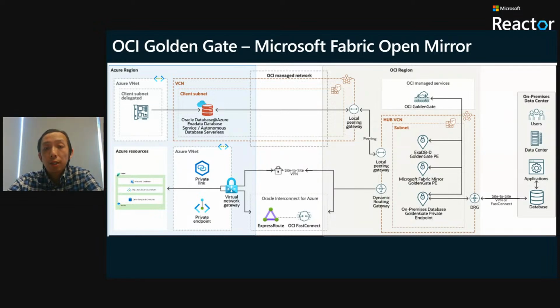So this is a complex network topology, which shows how GoldenGate running as a managed service can reach different network environments to extract changes and then land those changes into Fabric. Okay, let's go to the next one.